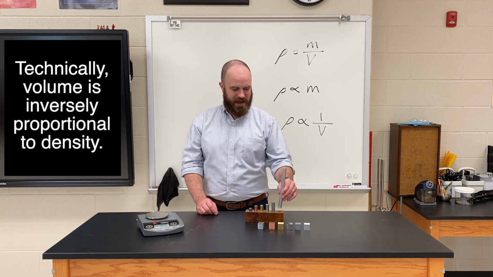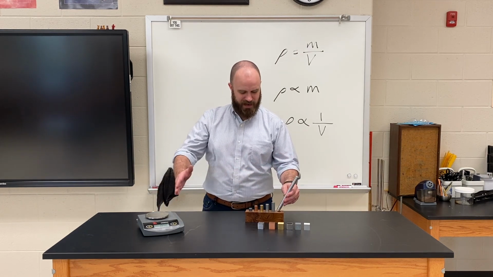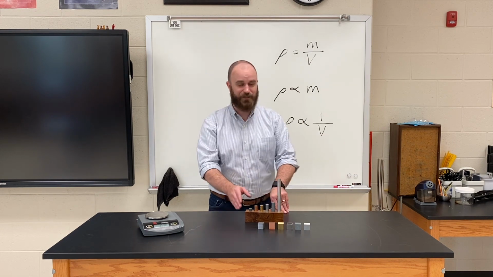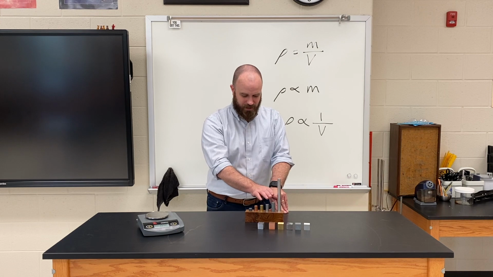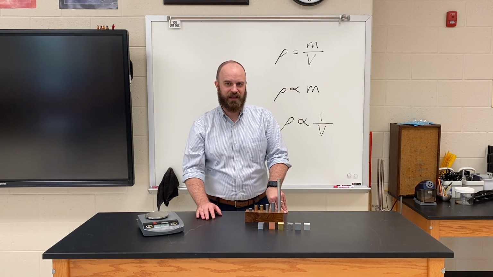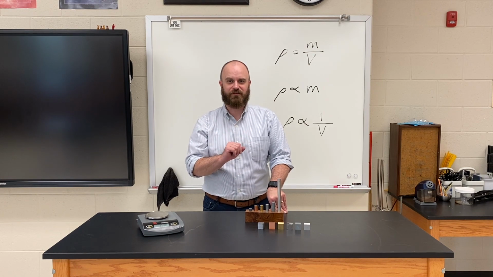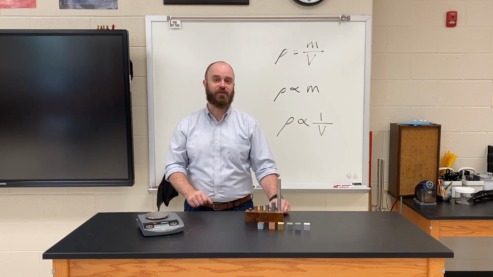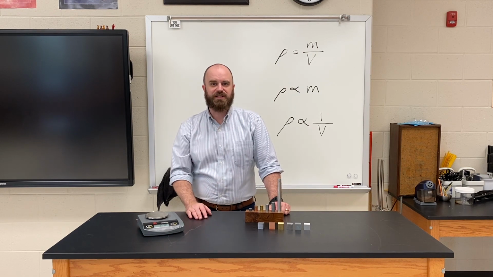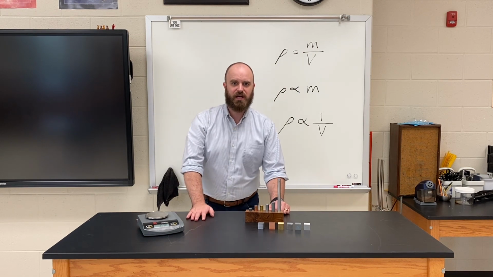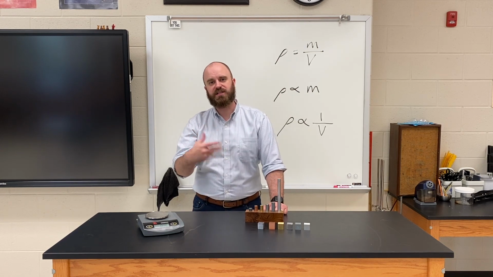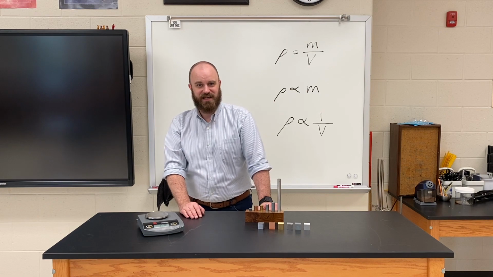So in order to keep the mass constant, as we move up in density from aluminum all the way up through to lead, what has to happen to the volume? It has to go down. There must be that inverse relationship. So these are just two ways that you can look at density of objects. How does the density relate to mass when volume is kept constant? How does density relate to volume when mass is kept constant?